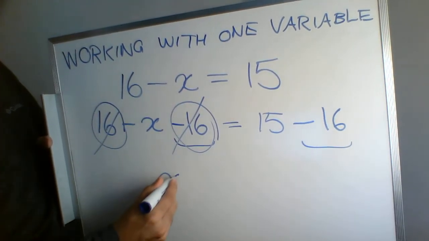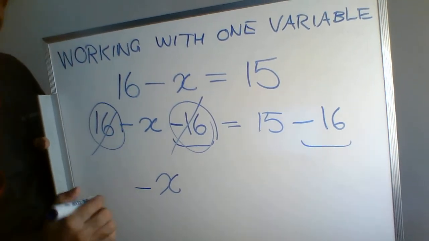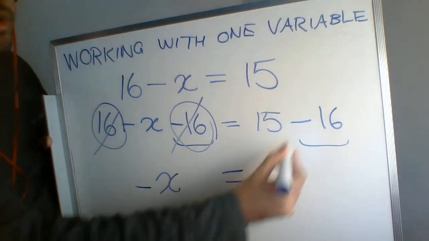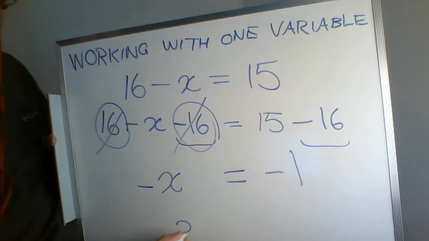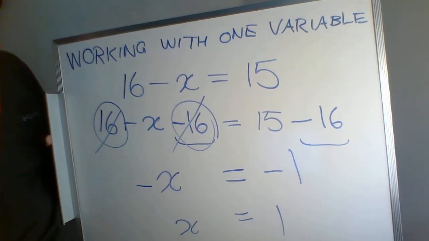That's going to leave me with just negative x on this side. Remember, this negative stays with the x, so it's negative x is equal to 15 minus 16 is negative 1, which will give us the same thing that we were getting before of x is equal to 1.